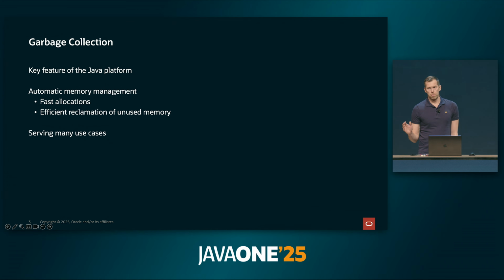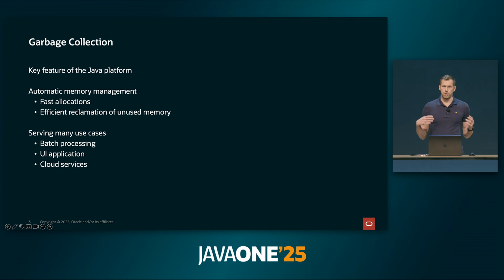The reason for having multiple garbage collectors is that the Java platform needs to serve a lot of different use cases. We need to be able to handle batch processing, UI applications, or cloud services. Big ones, small ones. Well, basically anything that you can imagine, the Java platform needs to support. And having a single garbage collector that handles all those use cases in a good way is very, very hard.